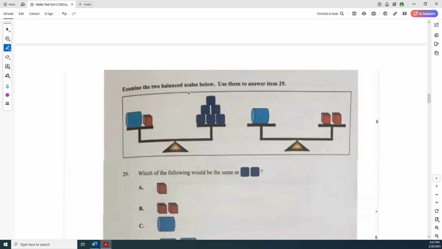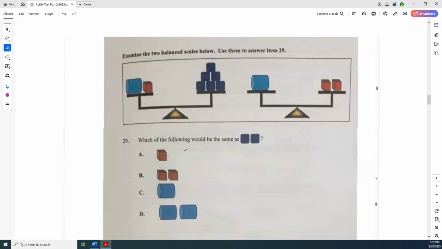Examine the 2 balance scales below. Use them to answer item 29. Which of the following would be the same as 2 of these blue squares? This cylinder and this red cube would be 6 of these, and 1 cylinder is 2 of these. So if you want 2 of these, it would be A. So the answer should be A.